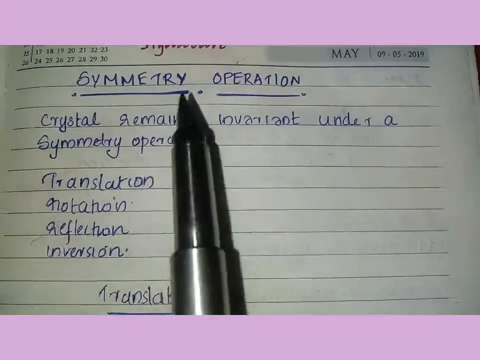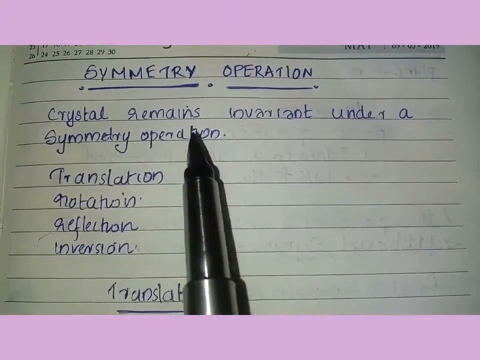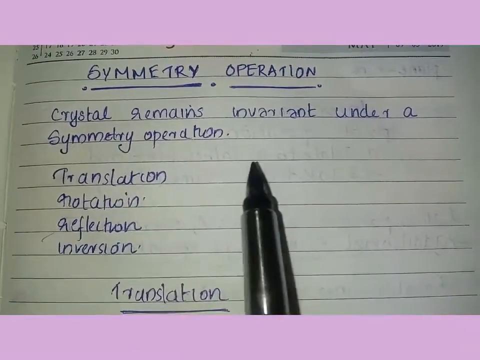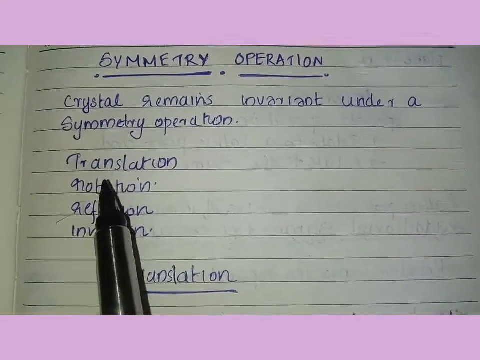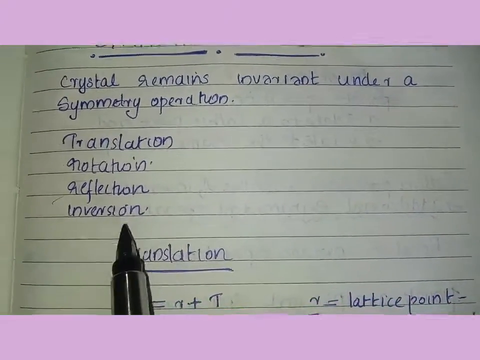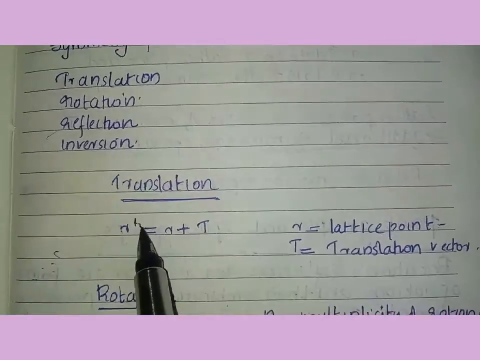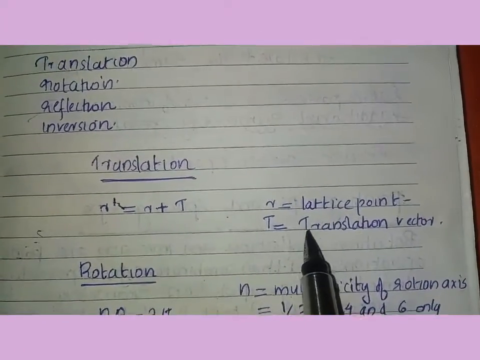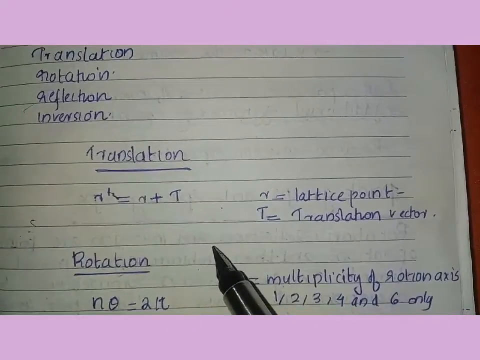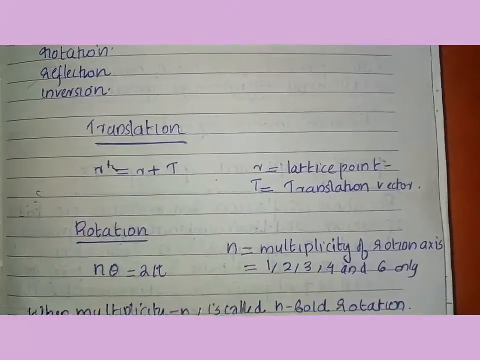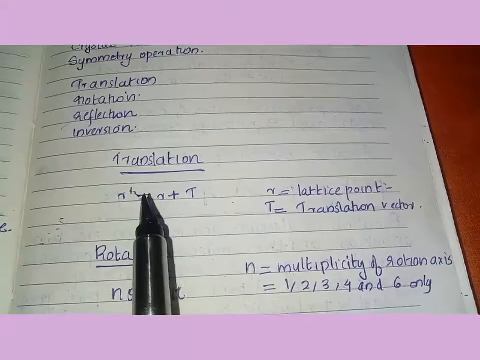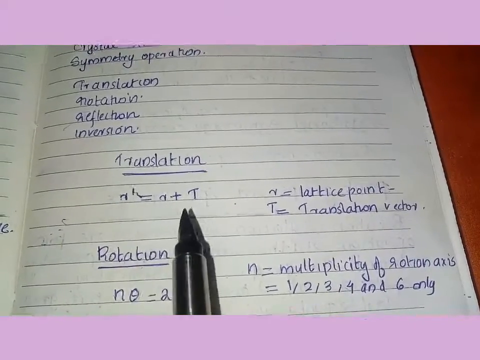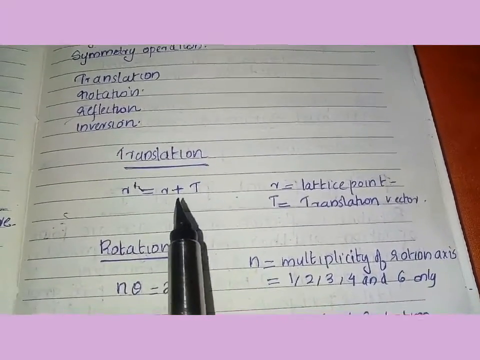Next we go to symmetry operations. A crystal remains invariant under a symmetry operation. We have the symmetry operations translation, rotation, reflection and inversion. In translation, R' = R + T, where R is a lattice point, R' is another lattice point, and T is the translation vector. In translation, we get a lattice point by adding a translation vector to another lattice point.